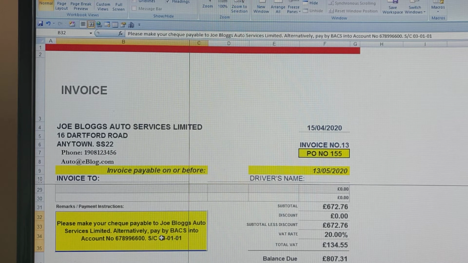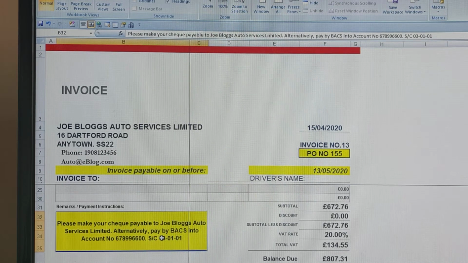And if they choose to pay by BACS, the payment should be made into the company's bank account. I've shown the bank account and the sort code there. The aim is to avoid diversion of the company's money into private pockets. You know the implication of that.